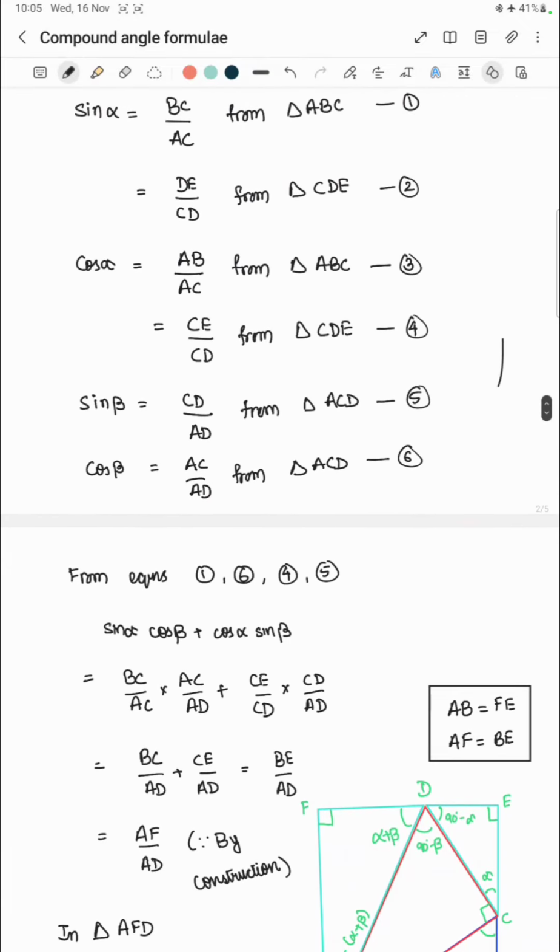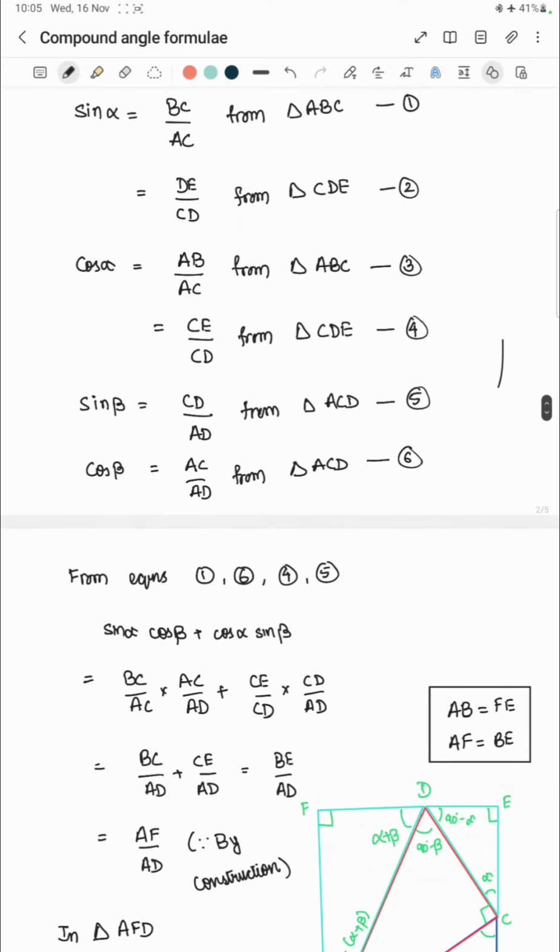Let's take this. I don't know if I can fit the picture, but yeah, let's try. Okay, so now what we are going to do is we are going to choose very carefully the terms such that the numerator and the denominator somehow cancel. Now from equations 1, 6, 4 and 5, how do I know these equations? Because I have prepared before this video. That's how I know it.